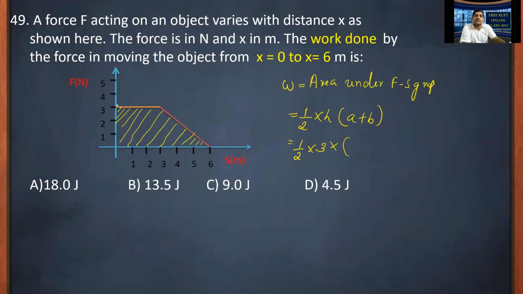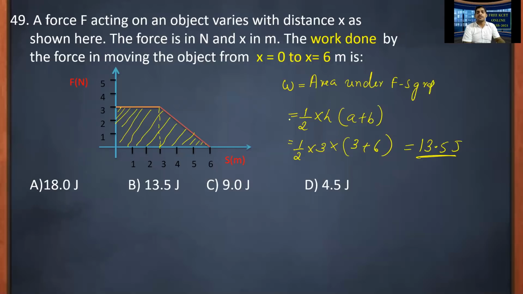The parallel sides are this, one is this. If you drop this, you'll see that this is 3. So A is 3, then B becomes 6. So it becomes 6 plus 3, 9, 9 into 3 is 27, 27 by 2 will be equal to 13.50.